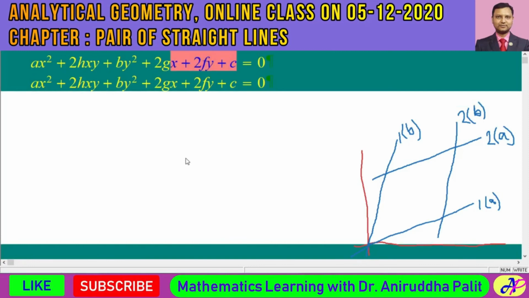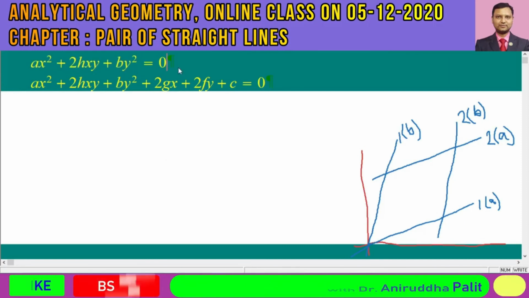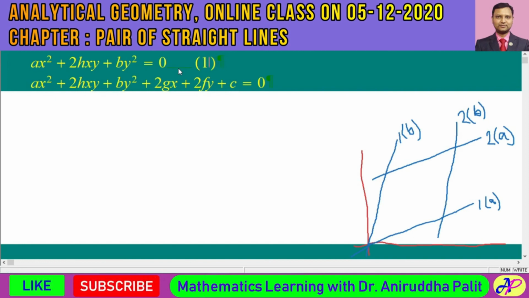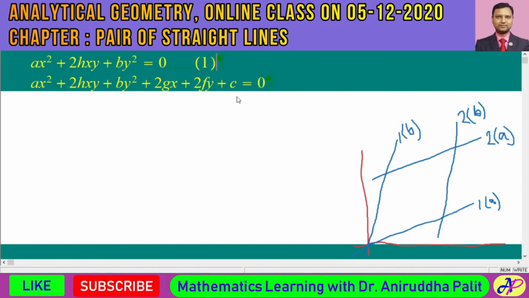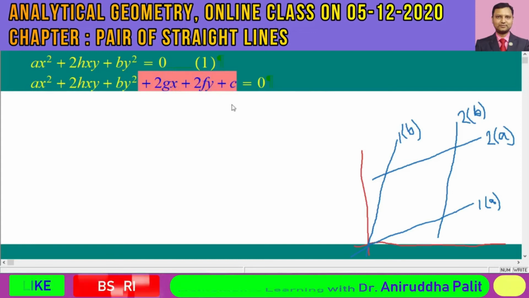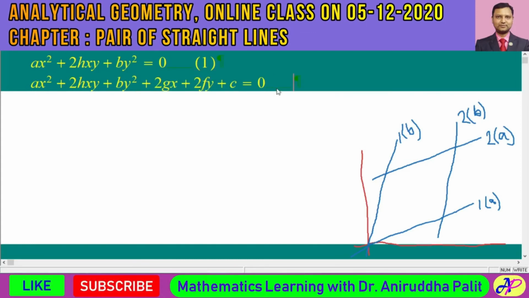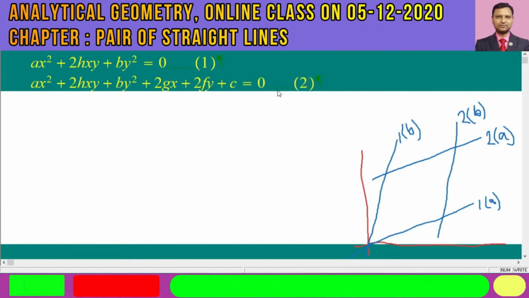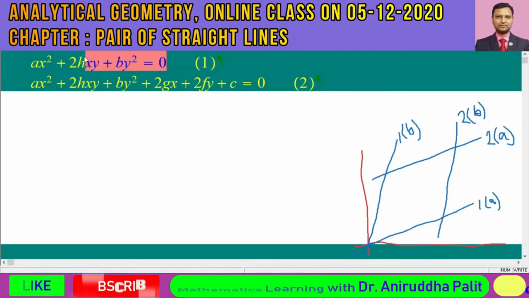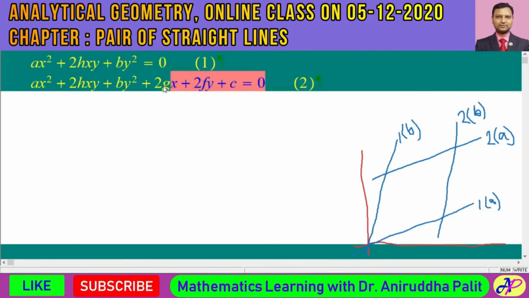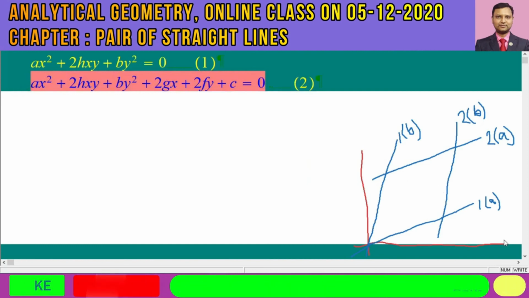Suppose this is the equation, a purely second degree equation, representing the straight lines 1a and 1b. Then we can prove that if we add this kind of term, this second equation, equation number 2, would represent parallel straight lines not passing through the origin. That means the straight lines represented by equation number 1 and equation number 2 would be parallel to each other.